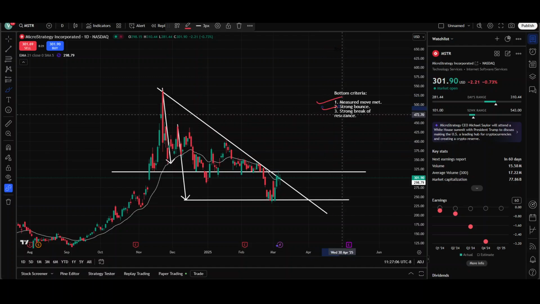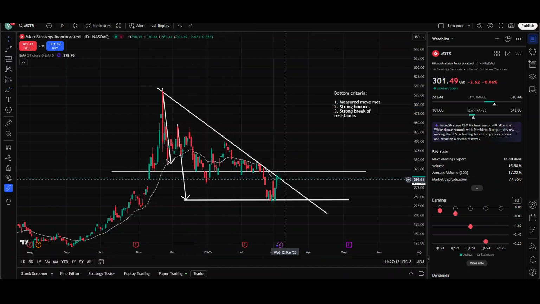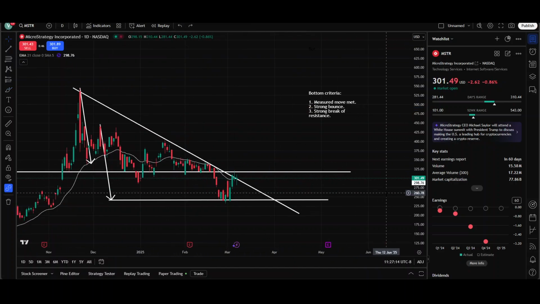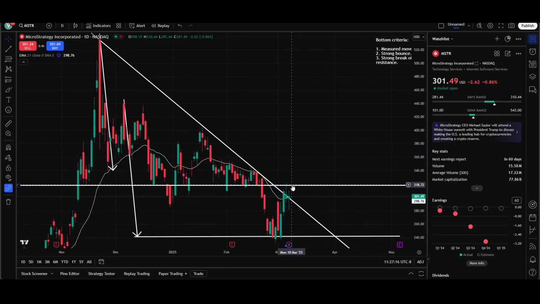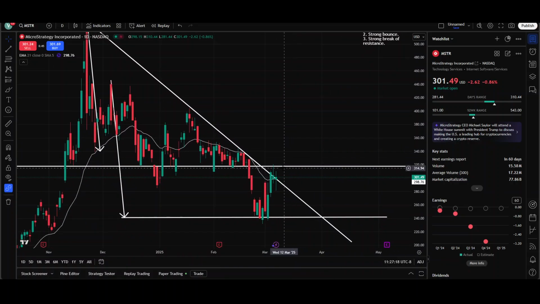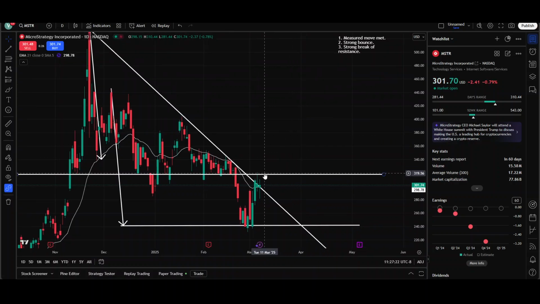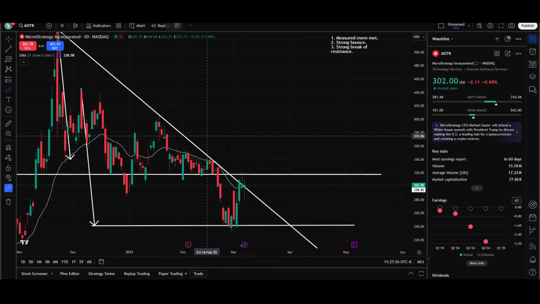And then the third one, strong break of resistance. Technically, price is still not breaking out of resistance. We did see a nice break up to 320, but I want to see it get back above the 320 level and strongly break above it, not just a little touch of it or a wick. So you want to see a strong break of this level.